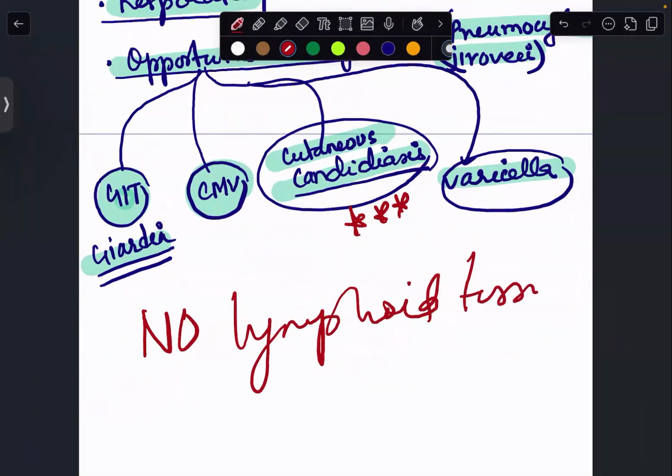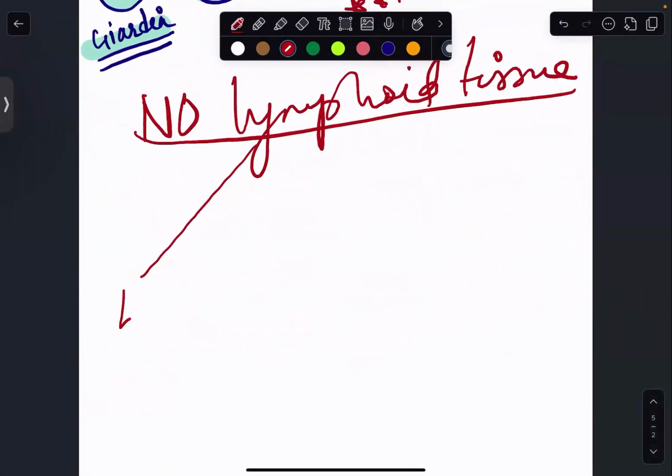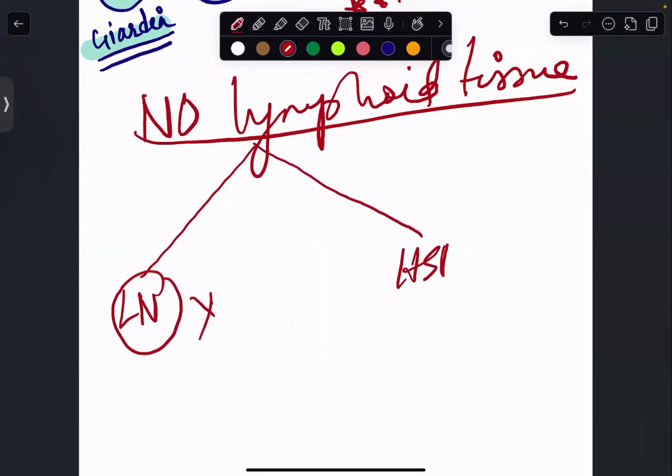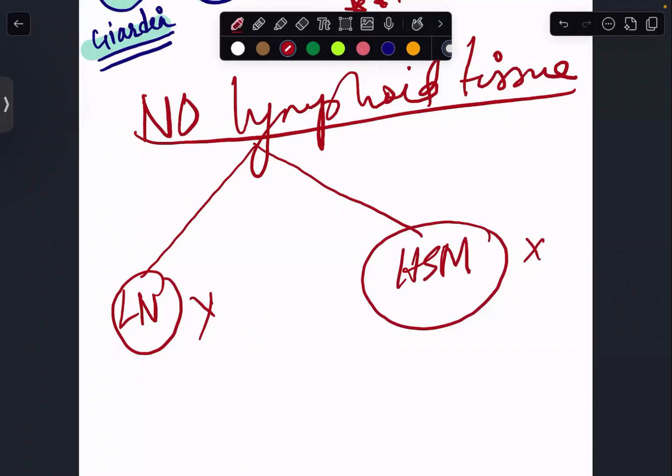As a result, no matter how sick they are, they will not have any lymphadenopathy. They will not have any hepatosplenomegaly. It's not that the child is very well, that's why there is no lymphadenopathy. The thing is that they do not have lymphoid tissue. So from where are you going to get the adenopathy? So there will be no lymphadenopathy, no hepatosplenomegaly.